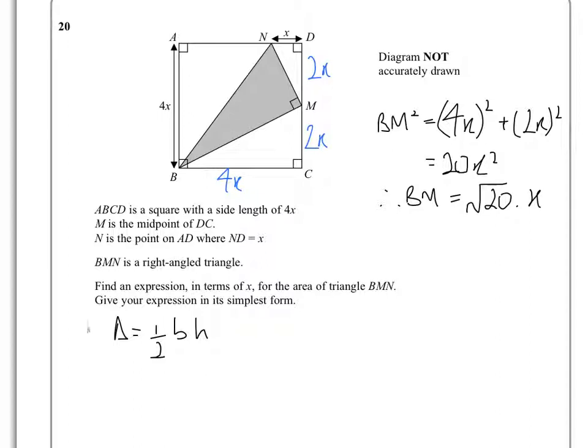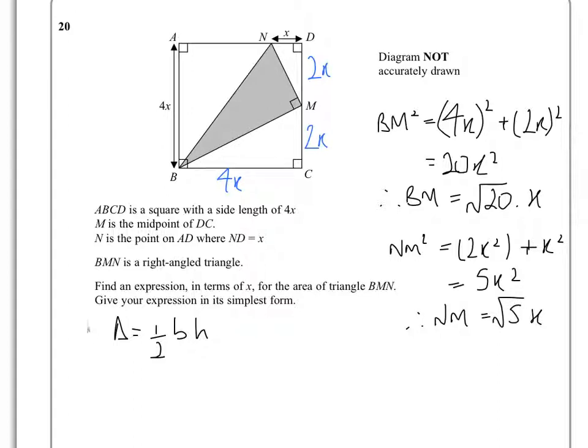In exactly the same way, so now that we know what BM is equal to, we need to work out NM. And in exactly the same way, we know that NM squared is going to be equal to 2x squared plus x squared, and that's going to give us 2 squared is 4, that will give us 5x squared, so therefore NM will be square root of 5, and obviously square root of x squared is just x.